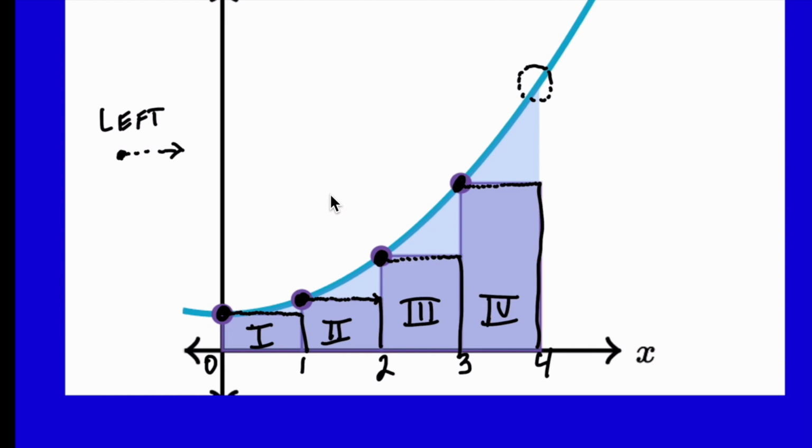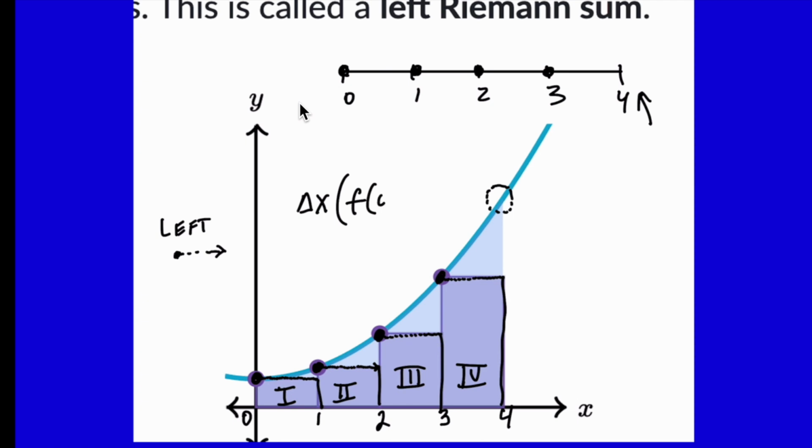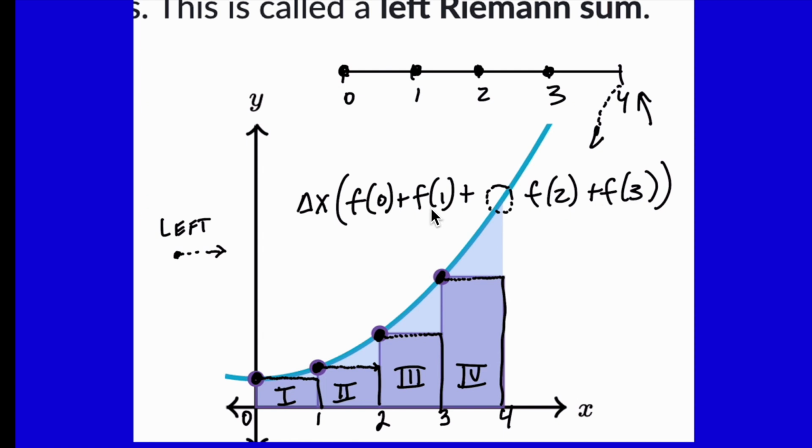Now, in terms of the math, it's going to be the delta x times f of these left 4 points of the graph, the f of these left 4 points on the number line added together. So f of 0 plus f of 1 plus f of 2 plus f of 3, but notably absent is there is no f of 4 included in that sum that you're going to multiply by delta x.